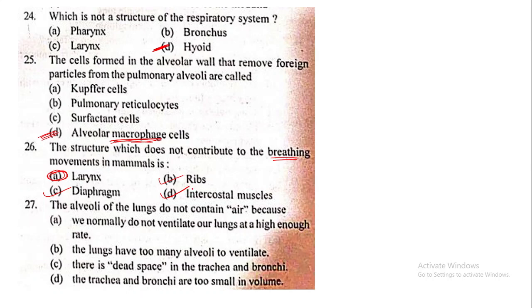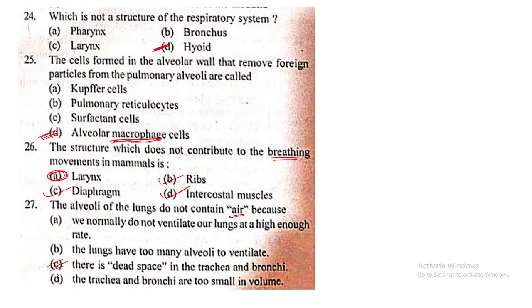Okay, next one. The alveoli of the lungs do not contain air. They've specified air. The alveoli do not contain air because we normally do not ventilate our lungs at a high enough rate. Ventilate means we do not breathe in enough. The lungs have too many alveoli to fill in air with. There is dead space in the trachea and bronchi. The trachea and bronchi are too small in volume.